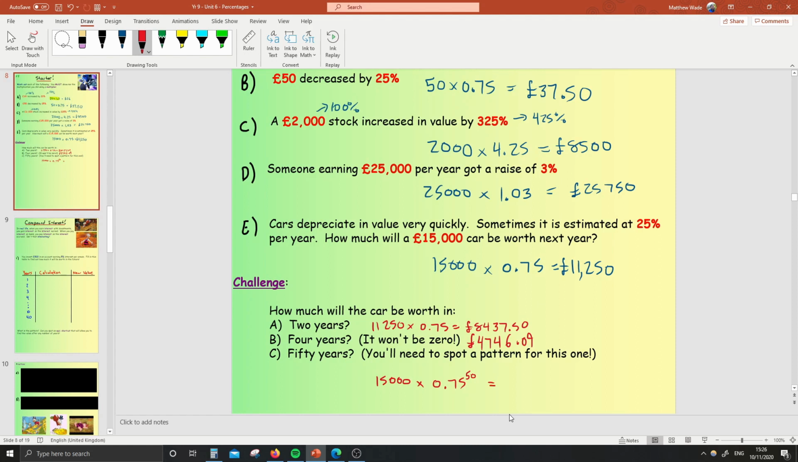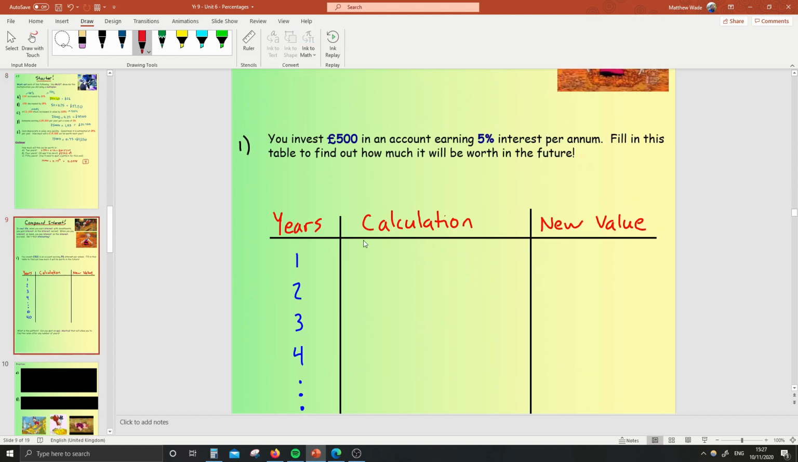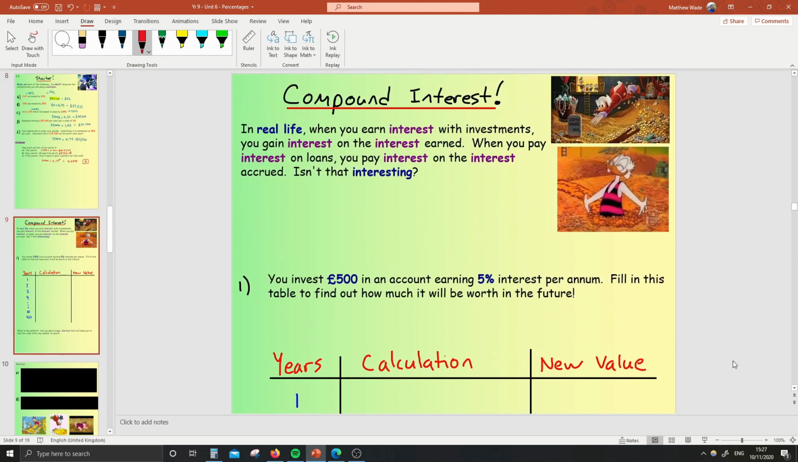So the answer to this one, times 0.75 to the power of 50, it's going to be very small. Oh, it's very small. It's 0.008, which rounds up to 1p. Cool! So our car is worth a penny after 50 years. How exciting is that? Cool. But anyway, that neat little trick here is what I'm going to show you right now, because our brand new topic, which you should put in your book, is called compound interest.